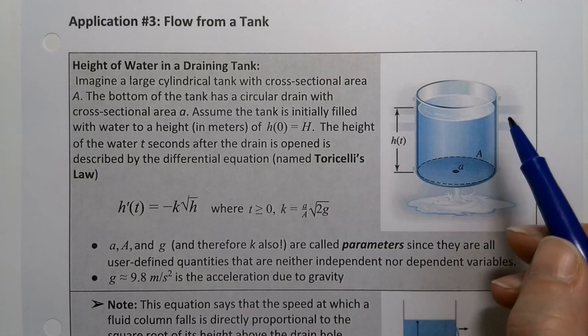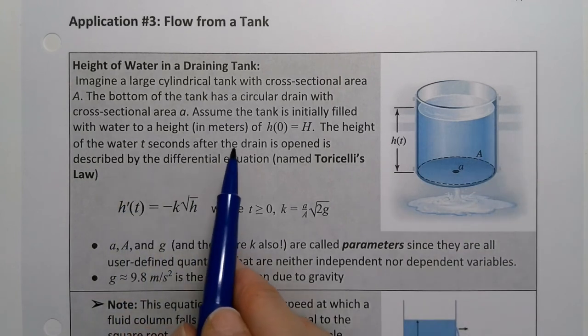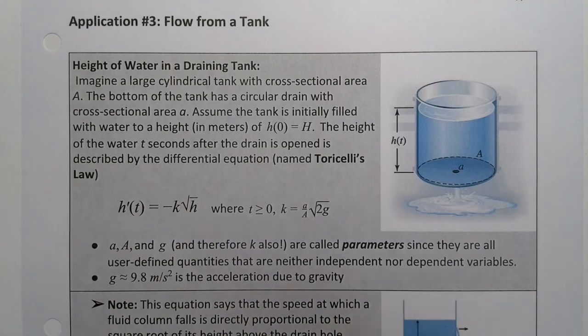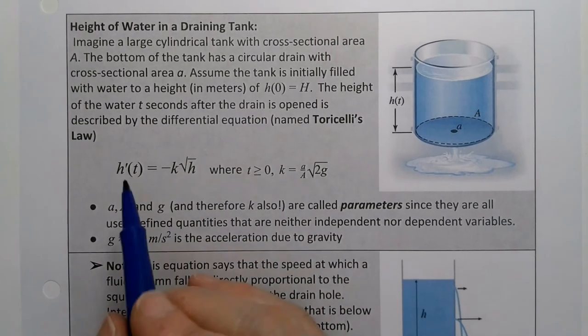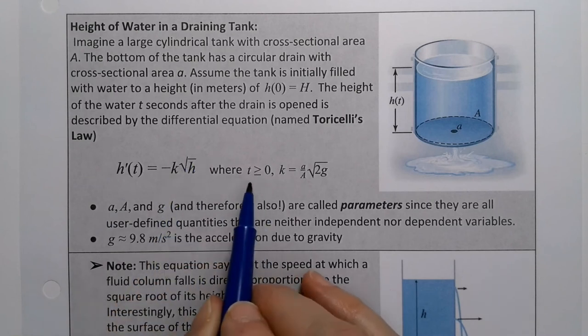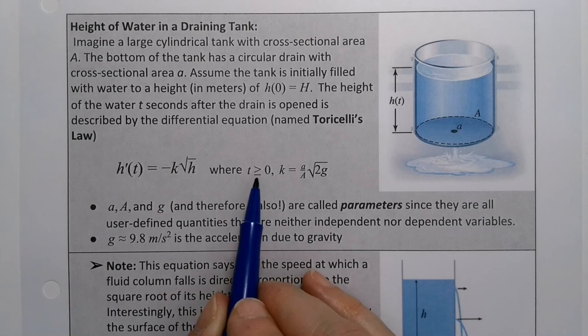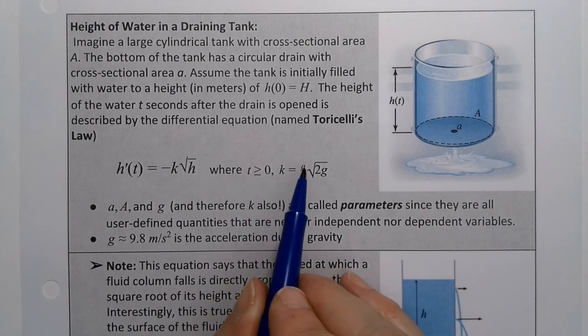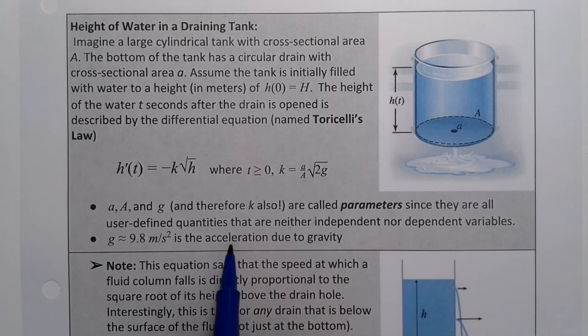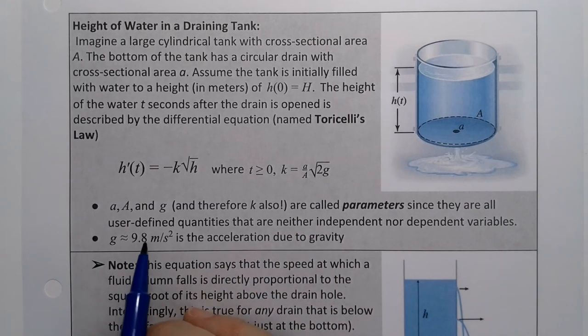Then the height of the water t seconds after the drain is opened is described by the differential equation named Torricelli's law. He's Italian, or was Italian, which is h prime of t equals negative k square root of h, where t, of course, is greater than or equal to 0, because you can't go back in time before you opened the drain. And then k is equal to a over capital A square root of 2g, where g, of course, is acceleration due to gravity, which if you're working in the metric system would be 9.8 meters per second squared.